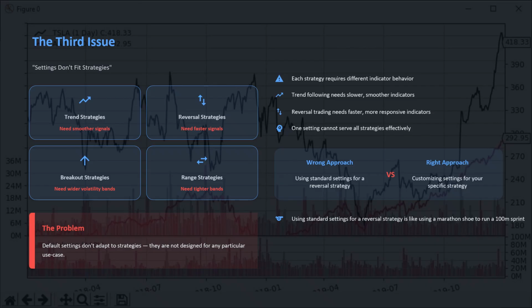Different strategies require different indicator behavior. Trend strategies need smoother signals. Reversal strategies need faster signals. Breakout strategies need wider volatility bands. Range strategies need tighter bands. But default settings don't adapt to strategies. They are not designed for any particular use case. Using standard settings for a reversal strategy is like using a marathon shoe to run a 100-meter sprint.